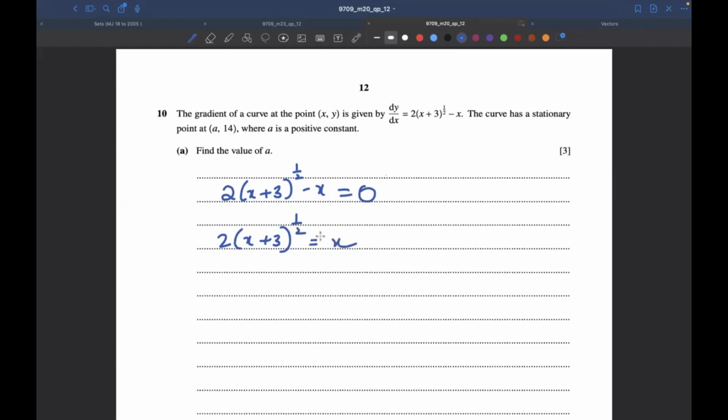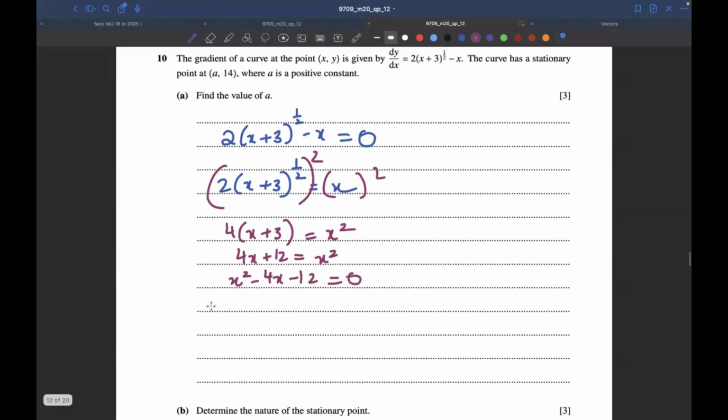We'll square both the sides to cancel the power half. So we'll get 4 into (x plus 3) is equals to x square. So bringing 4x, this will become 4x plus 12 is equals to x square. We'll get x square minus 4x minus 12 equals to 0. We can solve this by factorization. So we'll get (x minus 6) and (x plus 2) as the values. So when it says the value of a is a positive constant, the only value of x will be x equals to positive 6.